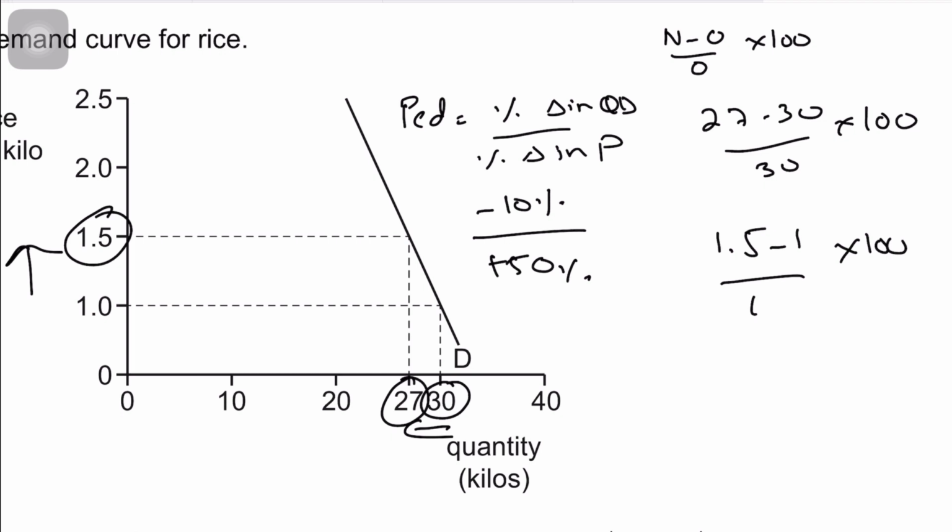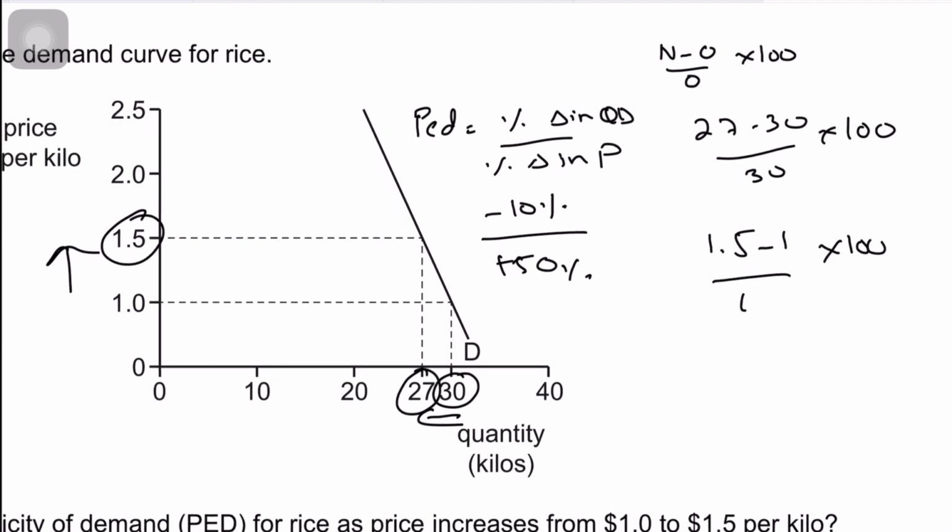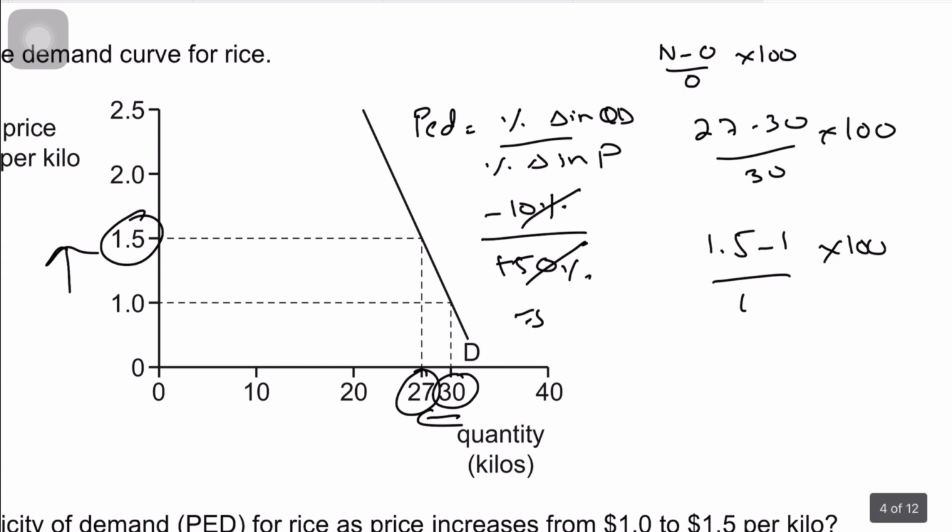Okay, so the percentage change in price is an increase of 50%. Just a second, let me confirm. Yeah, it's 50%, right? So the price is increasing by 50% and the quantity demanded is falling by 10%. The percent gets cancelled. 10 over 50 is 0.2. So the answer is minus 0.2.